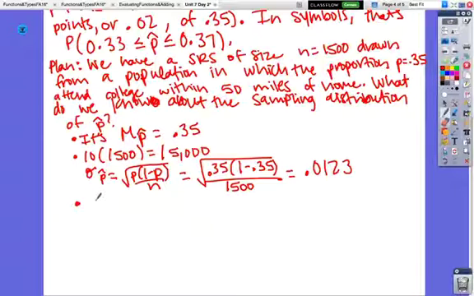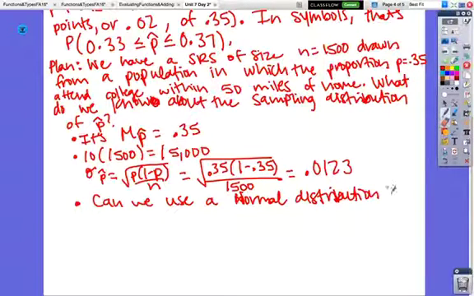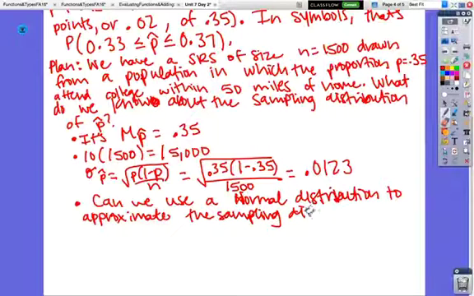The next thing we should think about is, can we use a normal distribution to approximate the sampling distribution of p hat? So in order to do that, we would need to check the normal condition.